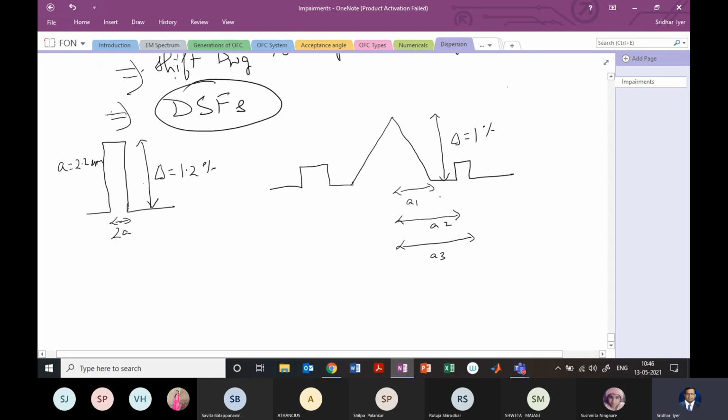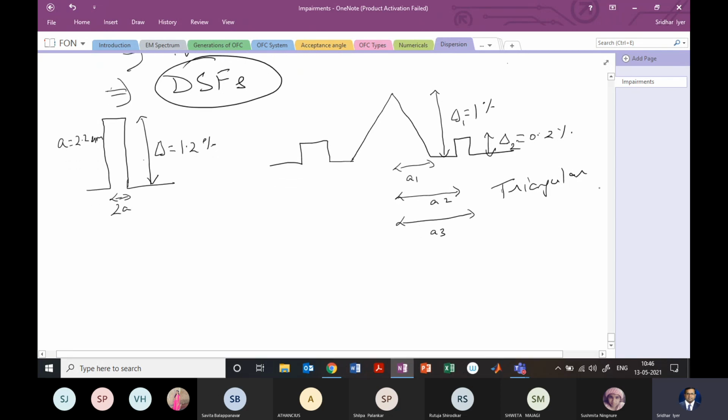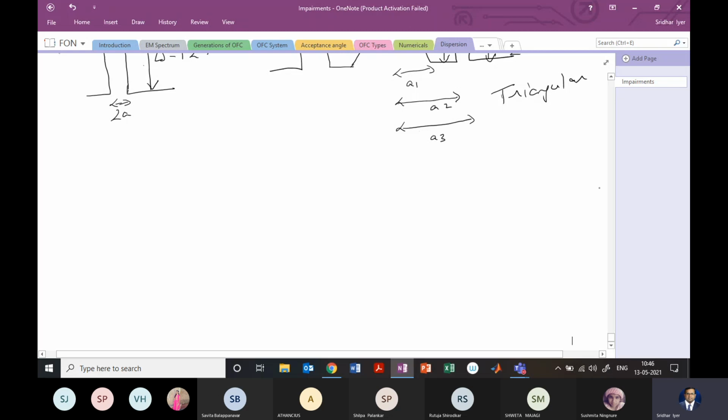So it is not expected that you remember these values. It's difficult to remember, but you can remember the profile. If you remember the values, it's good. And this will be delta 2, which is about 0.2%. So this is a triangular profile, and it helps in getting this dispersion shifted from the lower wavelength towards the higher wavelength. Okay, so the idea is we do not shift the material dispersion. We will not be able to shift it. We only shift the waveguide dispersion, right? And that too towards the longer wavelengths.